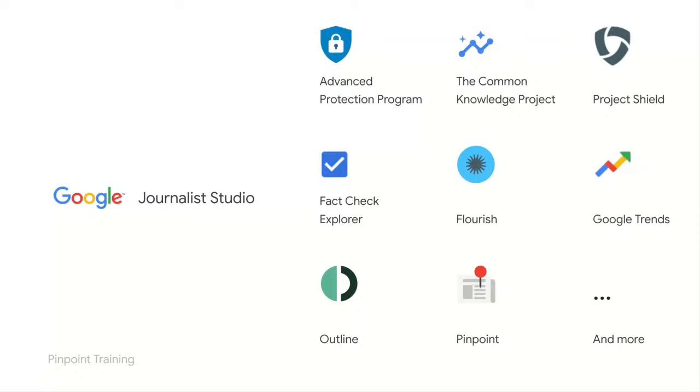Then you have Project Shield. This one just protects your resource so that your websites, for example, are not prone to attacks from bad actors who are trying to censor the kind of information that news organizations provide. Then you also have Fact Check Explorer. Fact Check Explorer is a platform that enables you to find out if information that is being distributed online has been debunked or has been verified as factual and accurate.